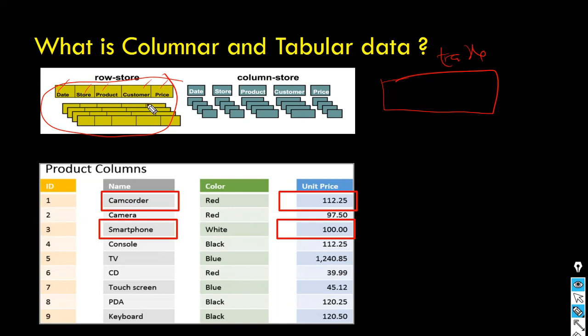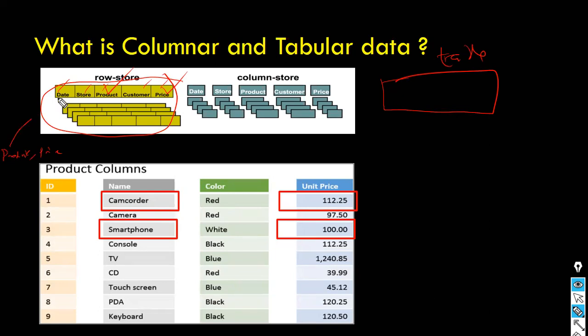You want to find out the price for a specific product. In that case, the data can be selected only from product and price, and that is more than sufficient. But what happens behind the scenes? Let's say in your query, you want to select only the product and price.